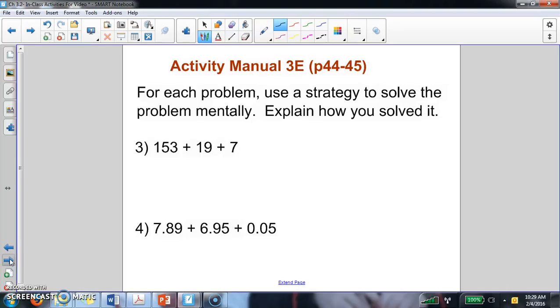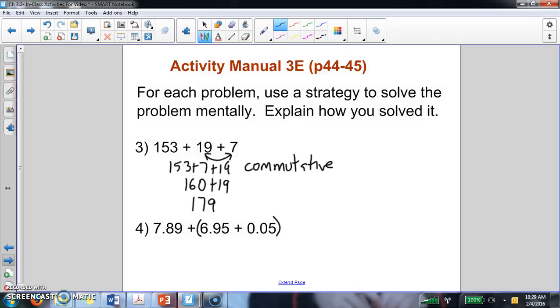Now the next one, again, 153 plus 19, yeah, I can do that, but if I flip these two numbers around, 153 plus 7, much easier to deal with. So using the commutative property again, that's 160, and 160 plus 19, that's very much easier to add as well. Gives me 179.